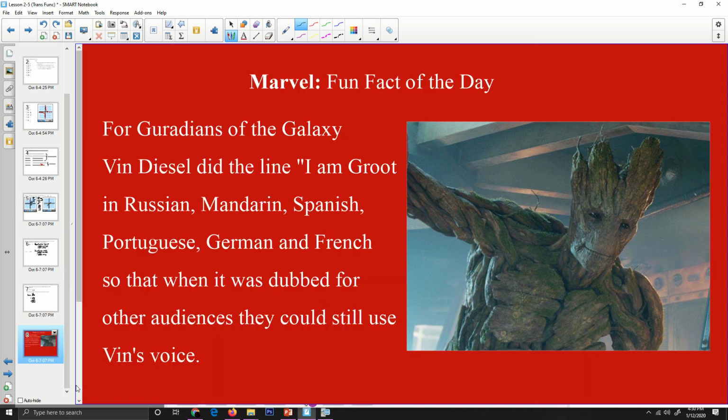So today's Marvel fun fact of the day: for Guardians of the Galaxy, Vin Diesel did the line "I am Groot" in Russian, Mandarin, Spanish, Portuguese, German, and French, so that when it was dubbed for all other audiences, they could still use Vin's voice.